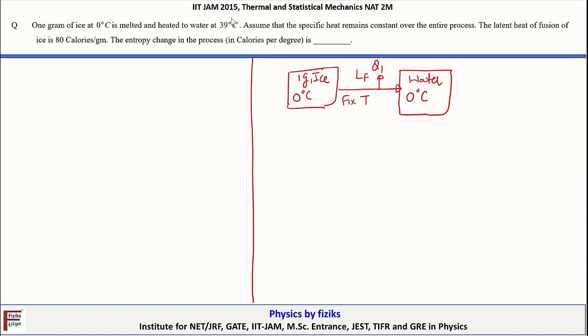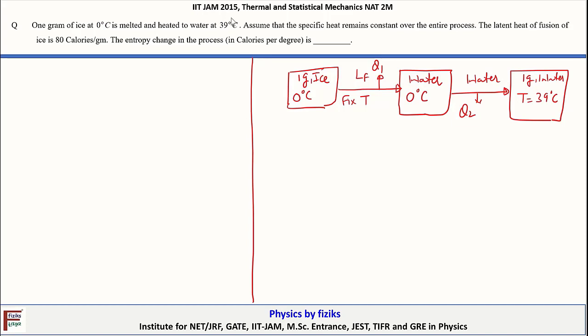degrees Celsius, and then in the next step, the temperature of the water is raised from 0 to how much? From 0 to 39 degrees Celsius. So here the temperature is changed, and let's say Q2 is the corresponding energy. It's again 1 gram of water, but now the temperature is 39 degrees Celsius. So the temperature is changing from 0 degrees Celsius to 39 degrees Celsius.